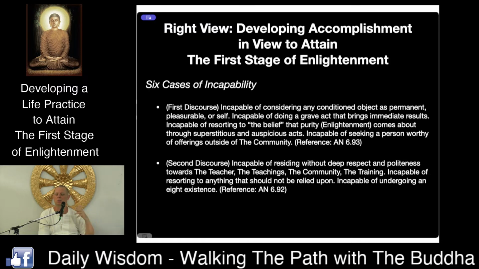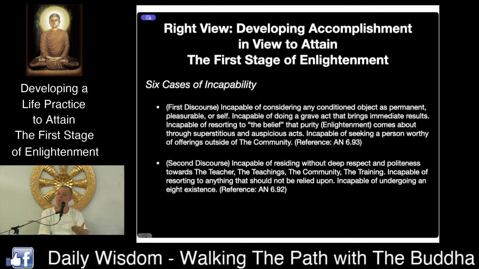Some people refer to them as the 5 heinous crimes, but you'll see what I'm talking about here. These are grave acts that bring immediate results. You'll be incapable of resorting to the belief that purity, meaning enlightenment, comes about through superstitious and auspicious acts. These are the words of the Buddha.